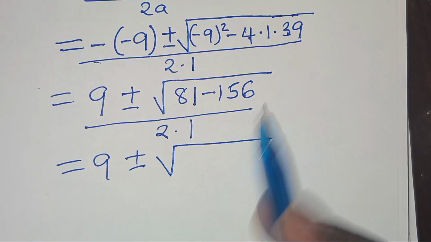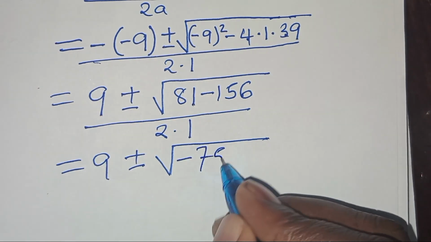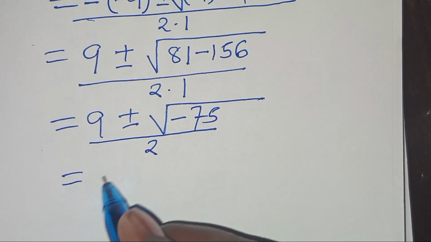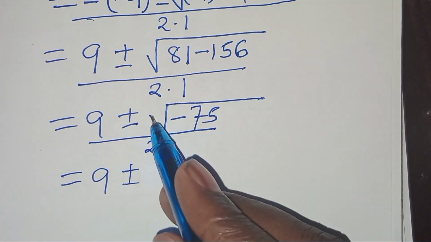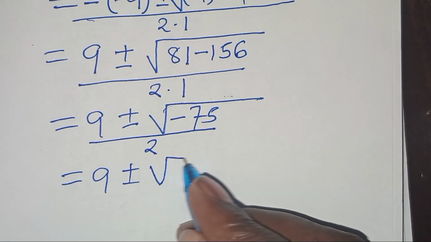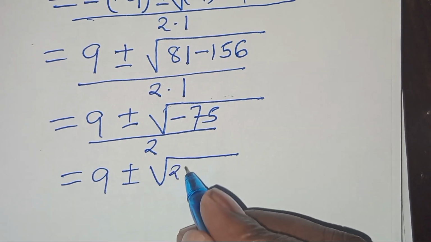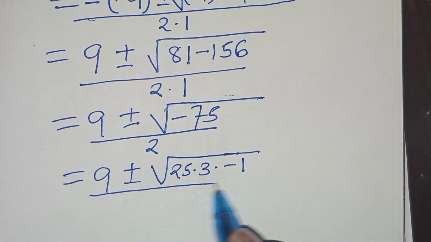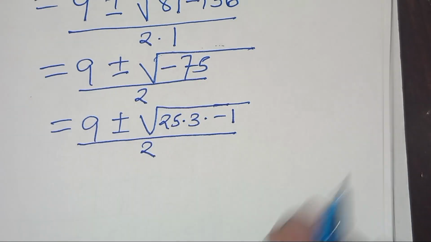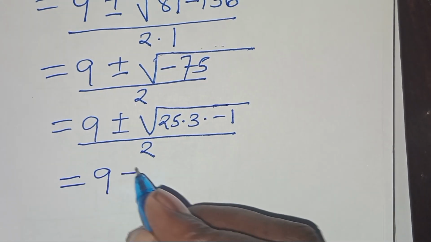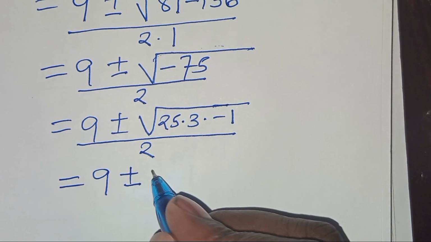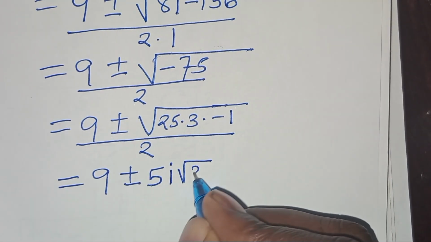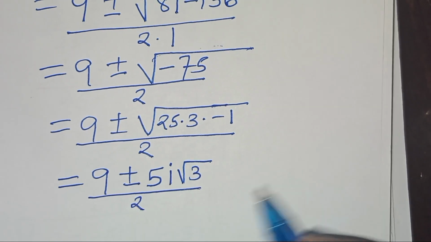81 minus 156, this is minus 75, divided by 2. So here we have 9 plus or minus. We can express the square root of minus 75 as the square root of 25 times 3 times minus 1, divided by 2. So here we have 9 plus or minus the square root of 25, this is 5, the square root of minus 1, this is i, then the square root of 3, divided by 2.